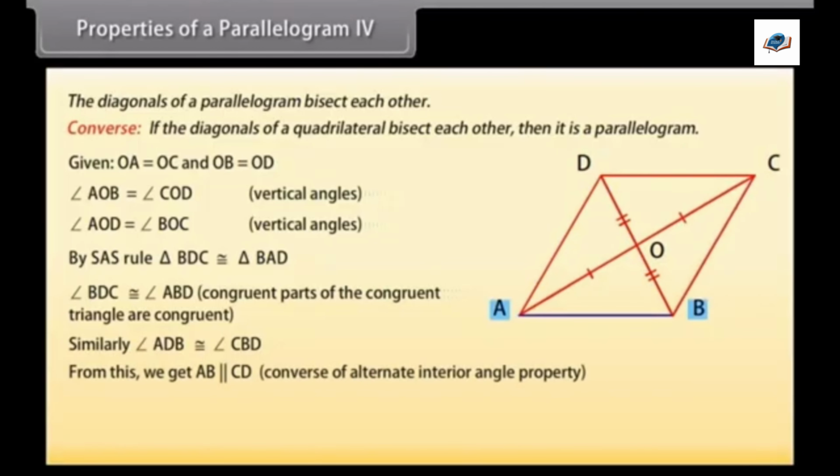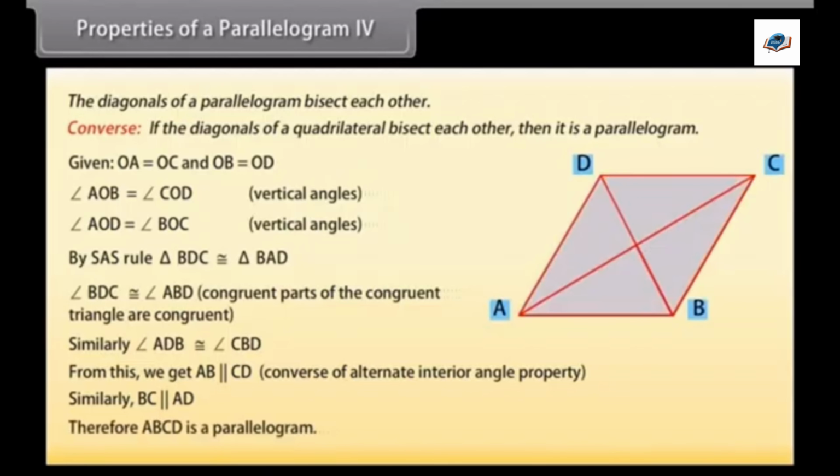From this we get AB is parallel to CD. Similarly, BC is parallel to AD, using the converse of the alternate interior angle property. Therefore, ABCD is a parallelogram.